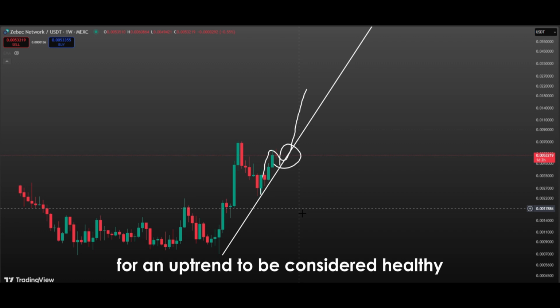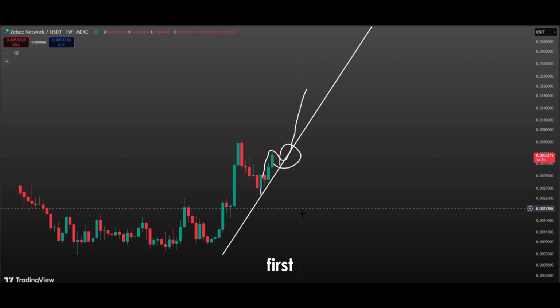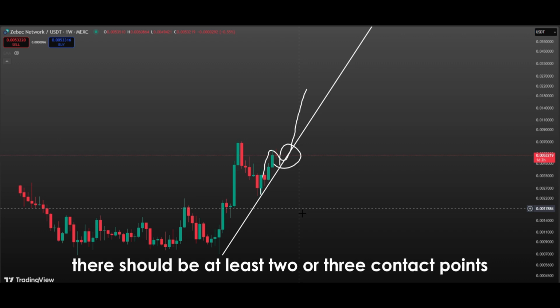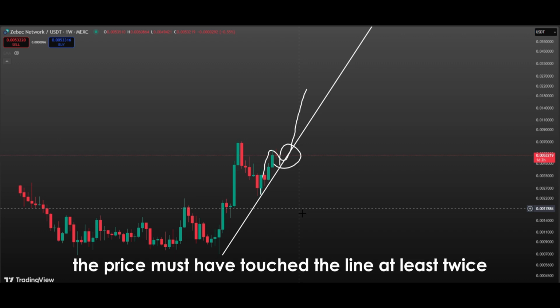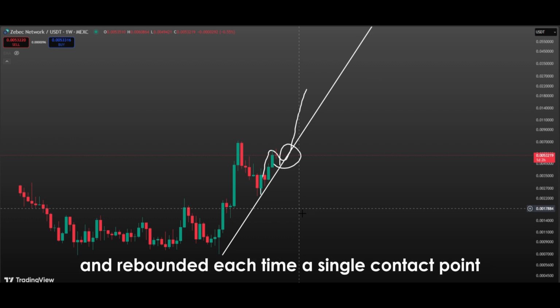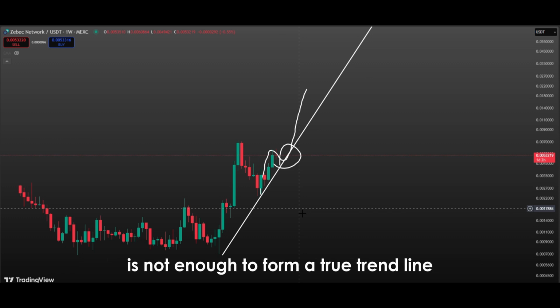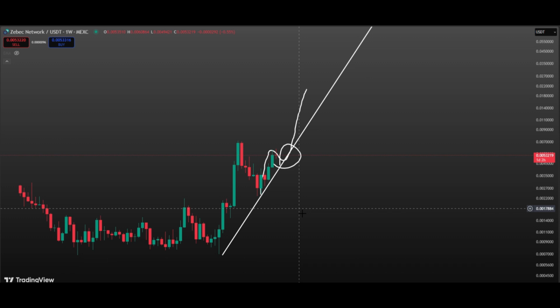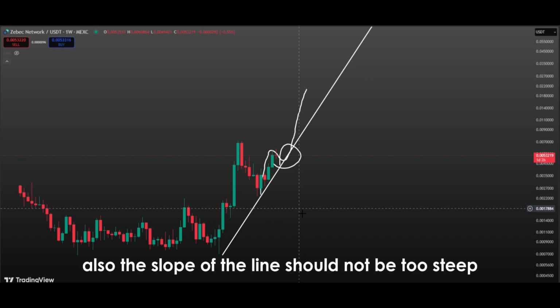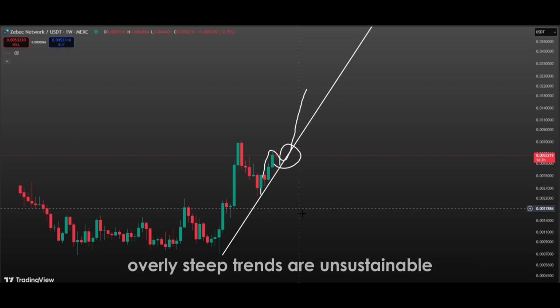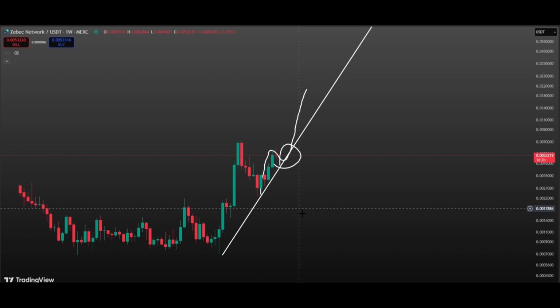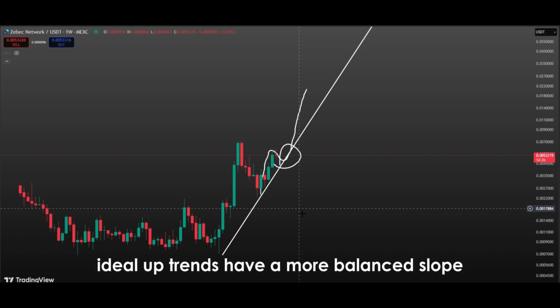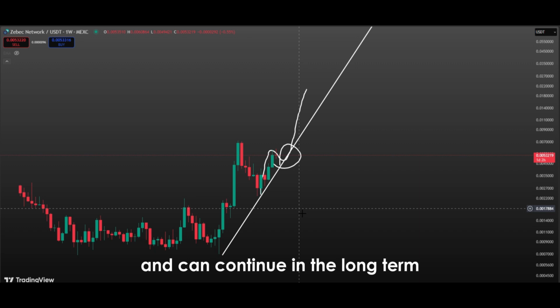For an uptrend to be considered healthy, certain criteria must be met. First, there should be at least 2 or 3 contact points. The price must have touched the line at least twice and rebounded each time. A single contact point is not enough to form a true trend line. Also, the slope of the line should not be too steep. Overly steep trends are unsustainable and usually break quickly. Ideal uptrends have a more balanced slope and can continue in the long term.